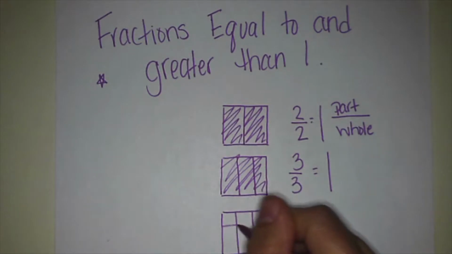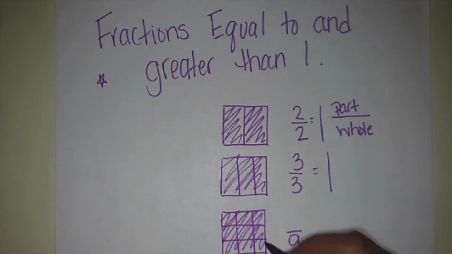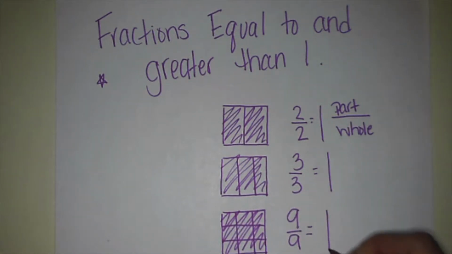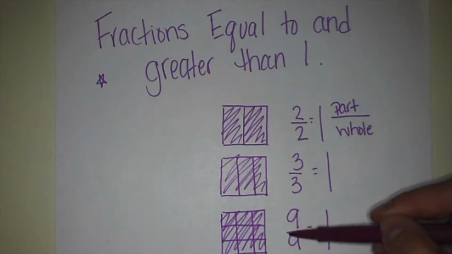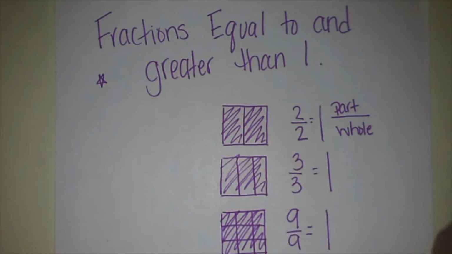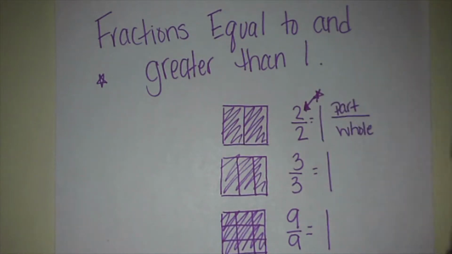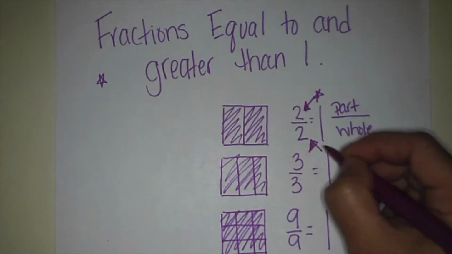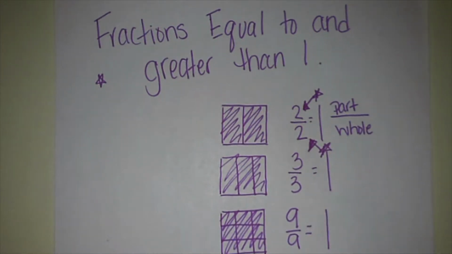If I break my whole into 9 pieces and I shade in all of them, 9/9 is my whole. And 2/2, 3/3, and 9/9 are all equivalent because they all equal 1. When I look at their picture, they all look the same. So when a fraction is equal to 1, it has the same number as its numerator as its denominator, the same exact number. See, 3 over 3, 9 over 9, even 100 over 100 is equal to 1.